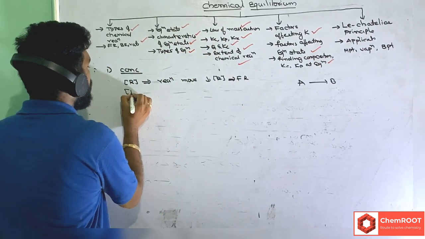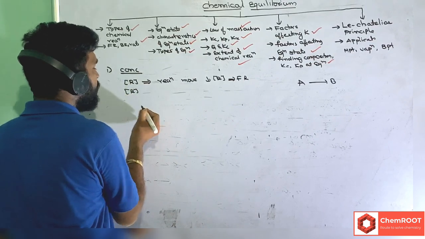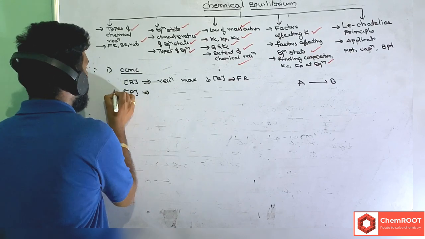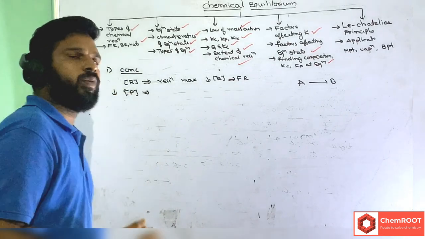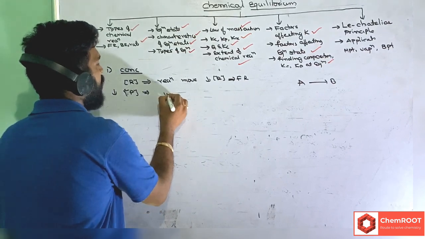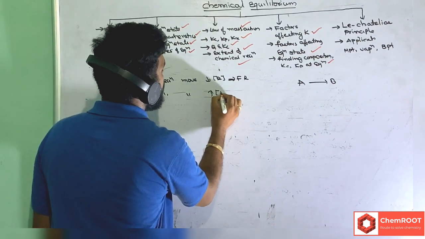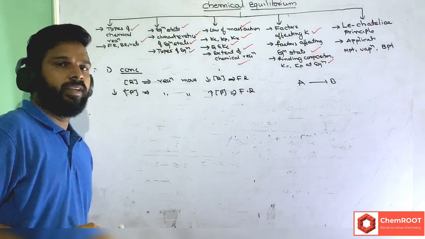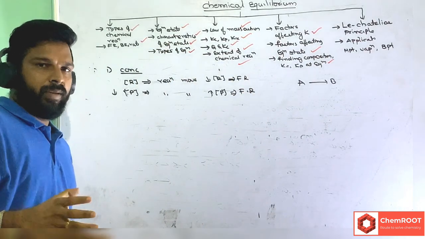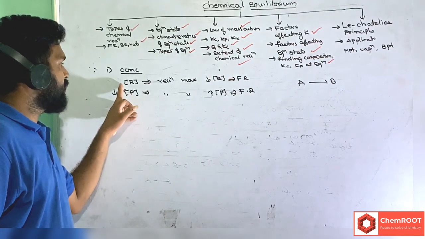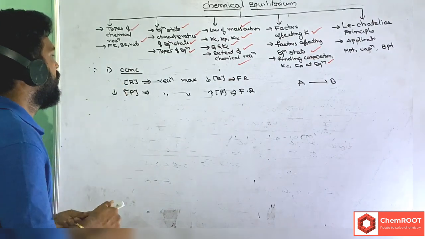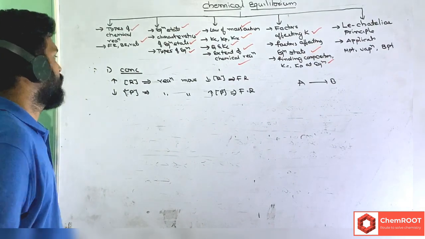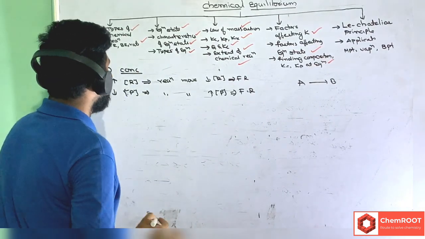Okay, and if you are decreasing the concentration of the products, we are removing the products, then what happens? The reaction moves to increase the concentration of the product, that is the forward reaction. So always we want the forward reaction. So for a chemical process, you want the forward reaction: increase the concentration of the reactants and remove the product formed. That is what we have to do.